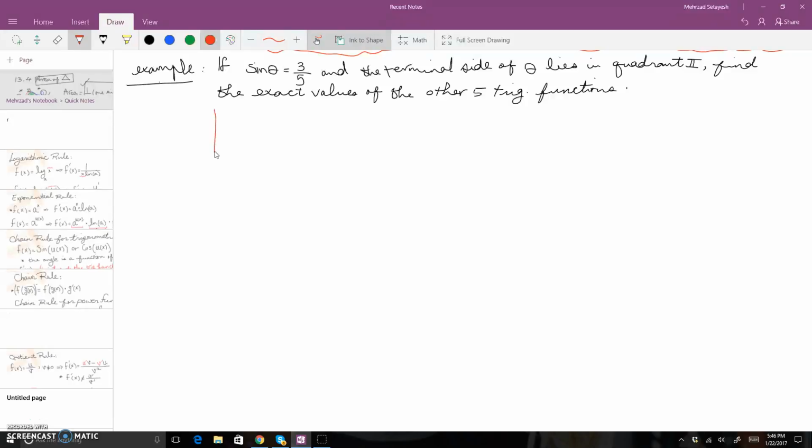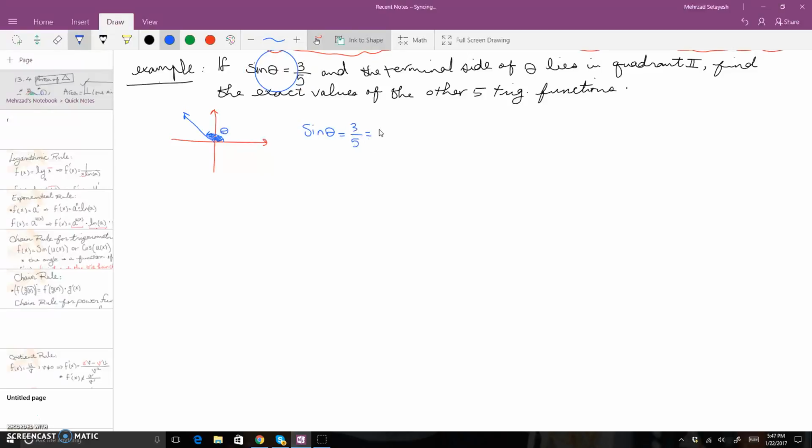What we have is that here's the xy coordinates. We know that angle theta is in quadrant 2. So let's say this is our angle theta, since it's in quadrant 2. And what else do we know? This is the information that we have. We know that sine of theta is 3 over 5.